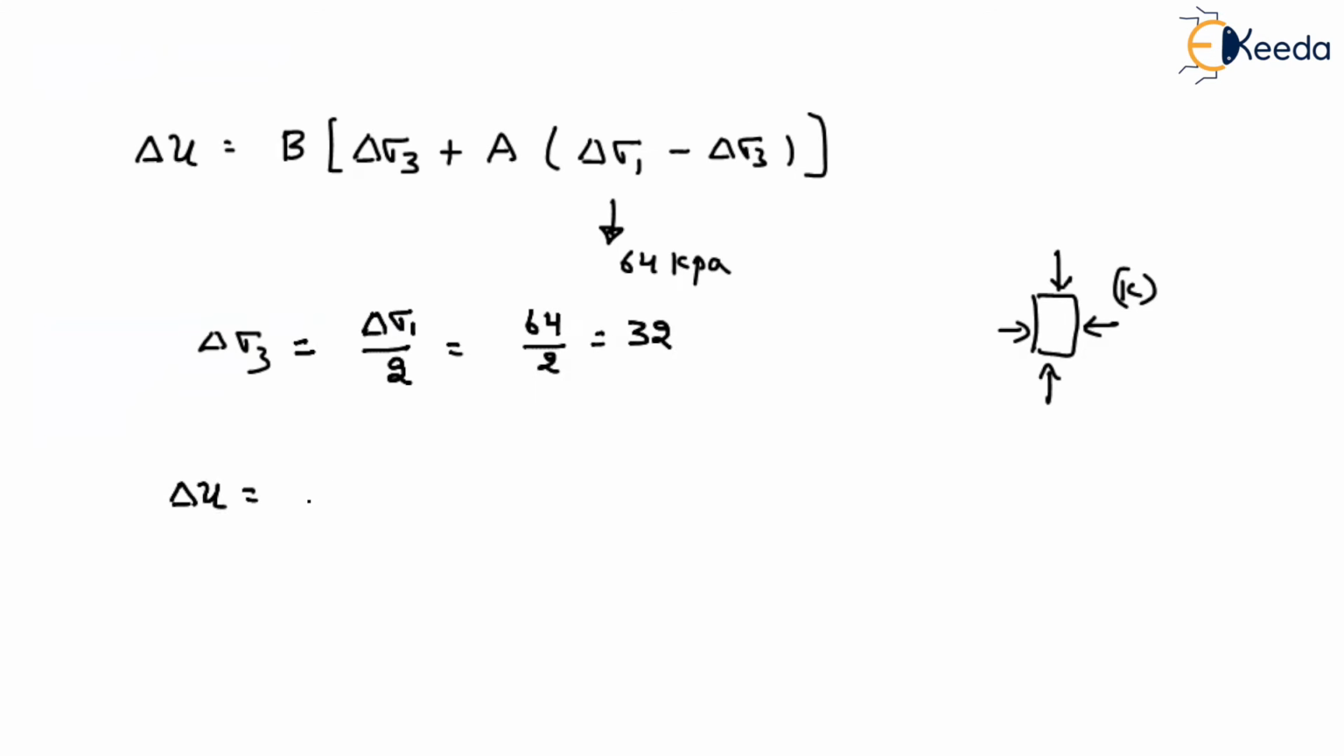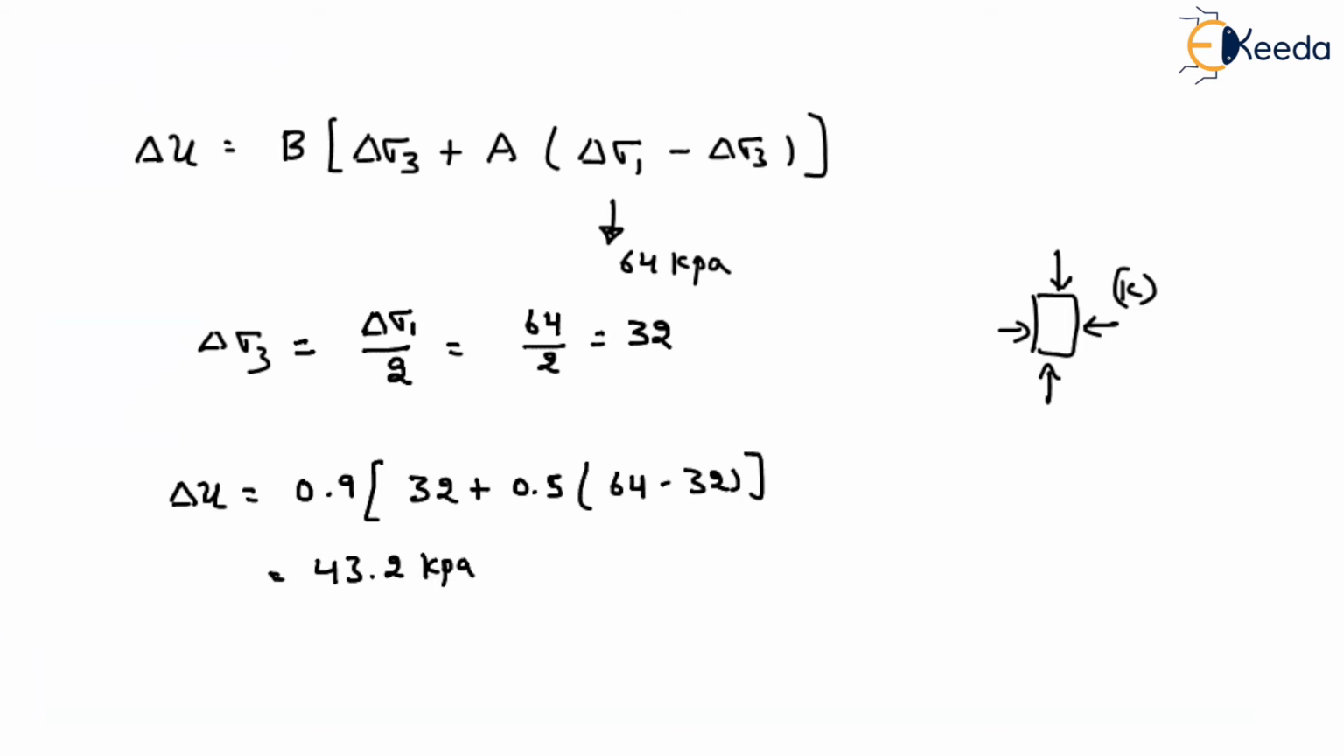That is nothing but the B value. In the given, it is given as 0.9 into change in minor value 32, plus the A value is mentioned as 0.5 times major 64 minus minor 32. So if you solve this, we will get this value as around 43.2 kilopascal.